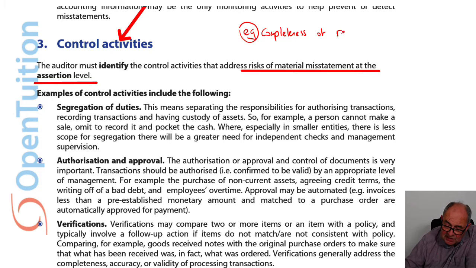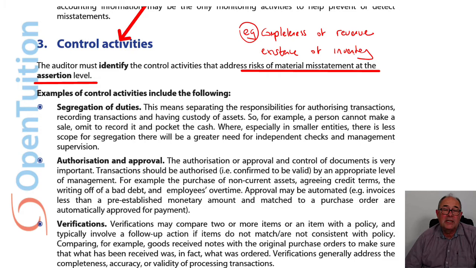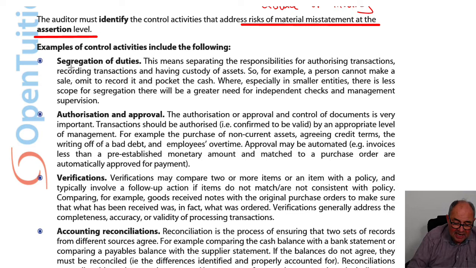Another assertion is something like existence. What controls are in place to make sure there is existence of inventory, that the inventory recorded in the books is the inventory that's actually physically there at the moment? Again, there are various categories of these, and I'll talk about some of them now or introduce some of them. One of them is segregation of duties.